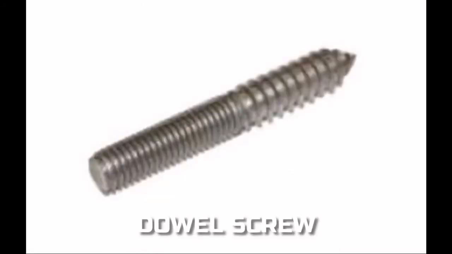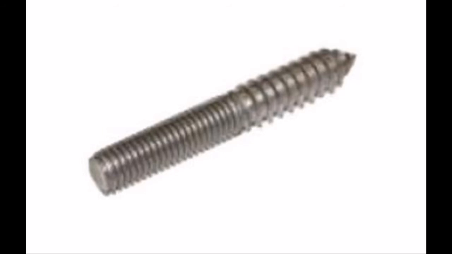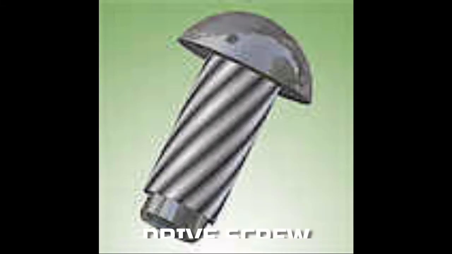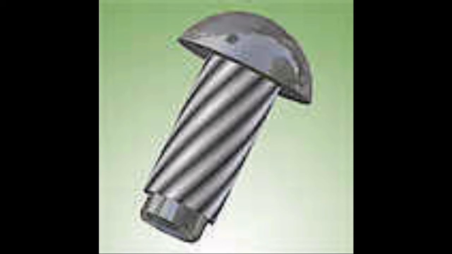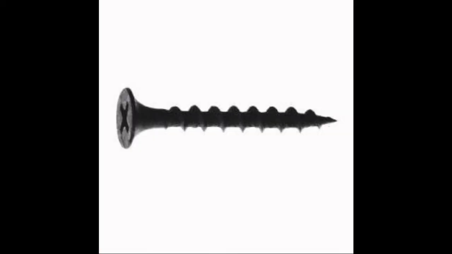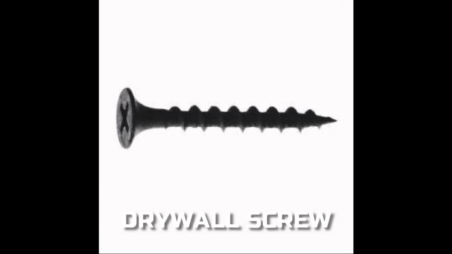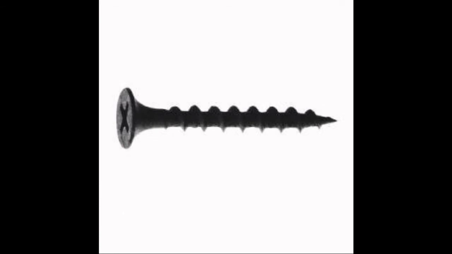Dowel screw. Dowel screws do not have a head. Both ends are threaded, albeit in opposite directions. They provide a hidden joint between two substrates. Drive screw. Drive screws are meant to be hammered into pre-tapped holes. They form their own mating thread and are permanent. Drywall screw. Drywall screws are shortened screws meant to hold sheet rock to wall studs.